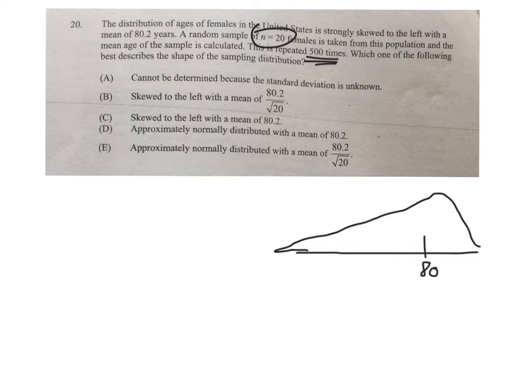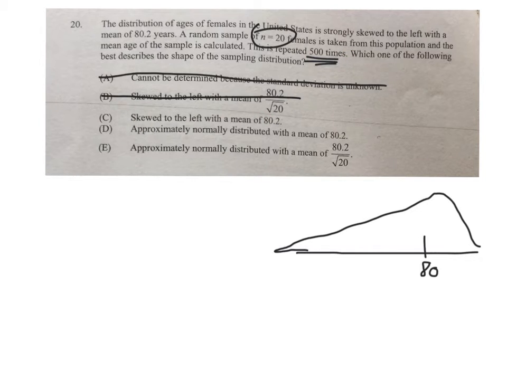Let's see, what else? So I'm going to go with, nope, that's wrong. A is out. The mean, no, that would be the standard deviation. Let's see. What do we got? Skewed to the left with a mean of 80.2. Yeah, the sampling distribution is going to mirror your population, so I think C is the answer.